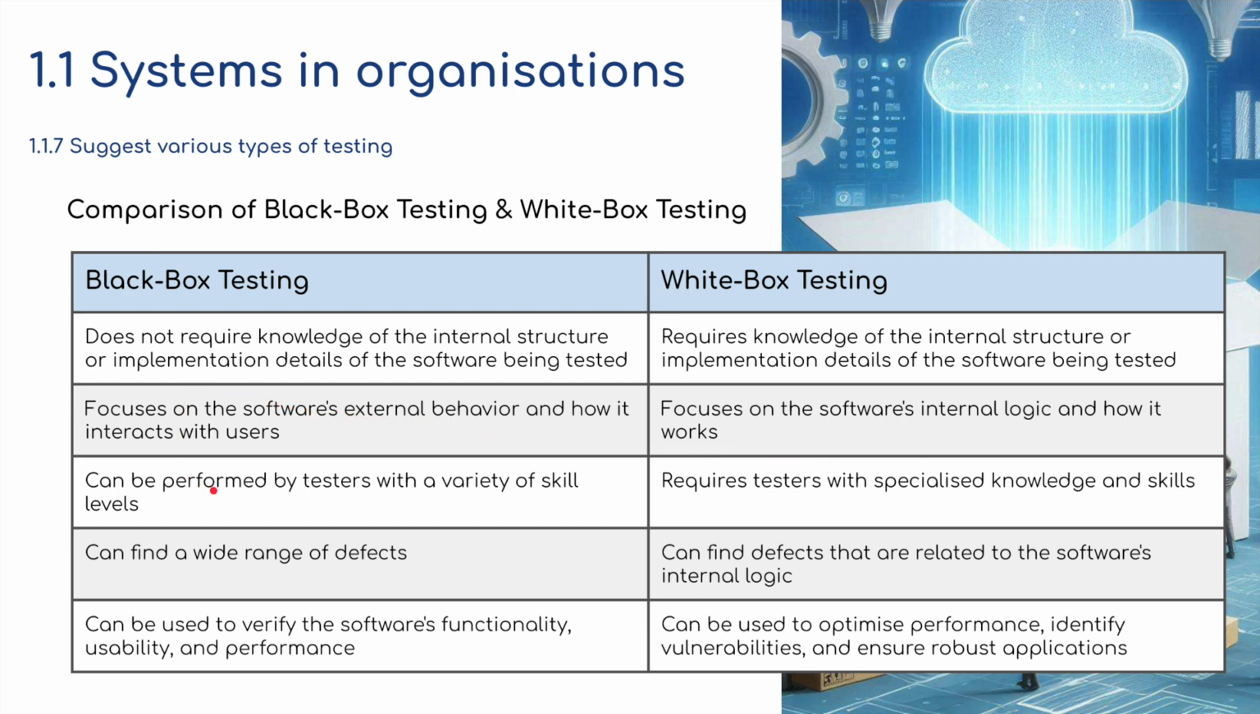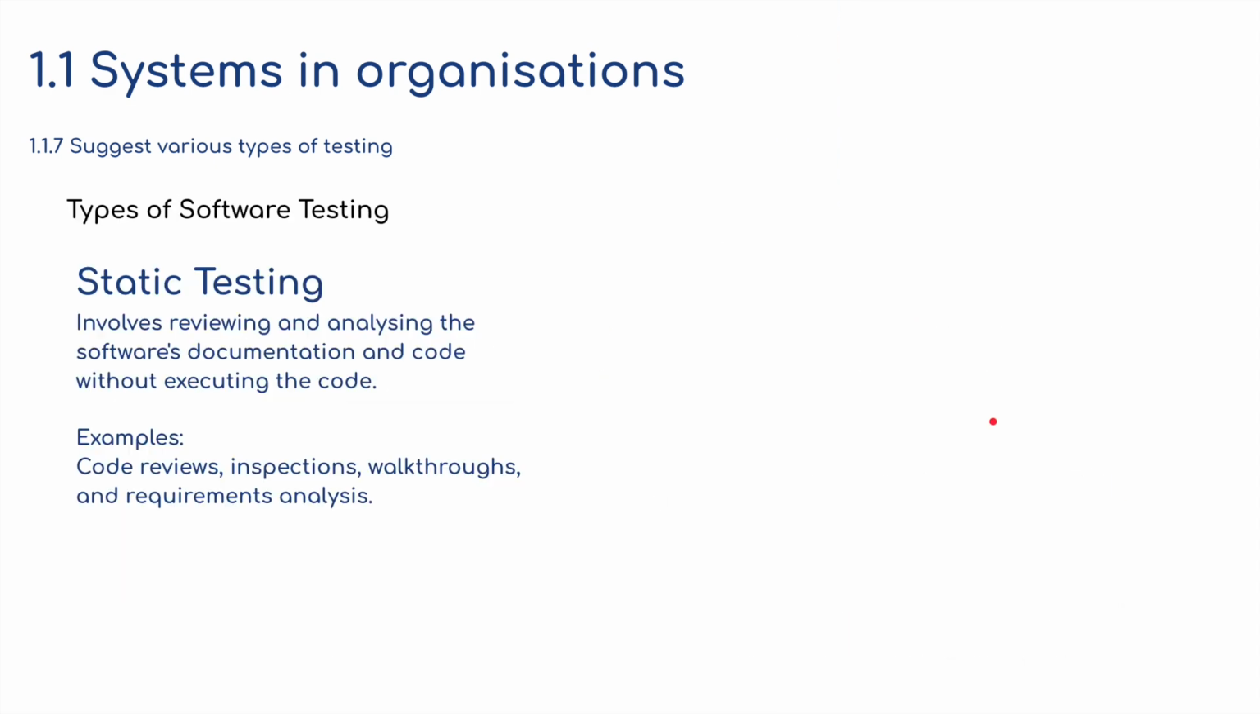Black box testing can be performed by testers with a varied level of skill, whereas white box testing requires some knowledge and skill in terms of code. Black box testing can find a wide range of defects, whereas white box is looking for specific defects in terms of the software's internal logic. And finally, can be used to verify the software's functionality, usability and performance, whereas white box can be used to optimize performance, identify vulnerabilities and ensure robust application.